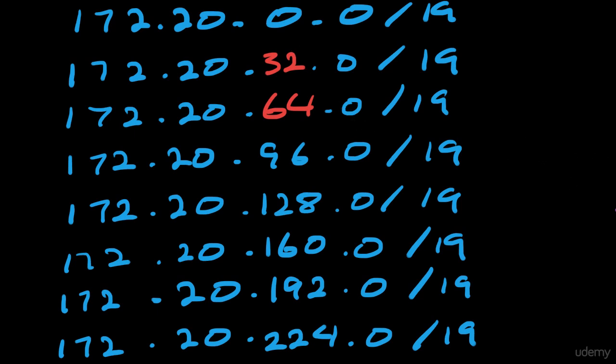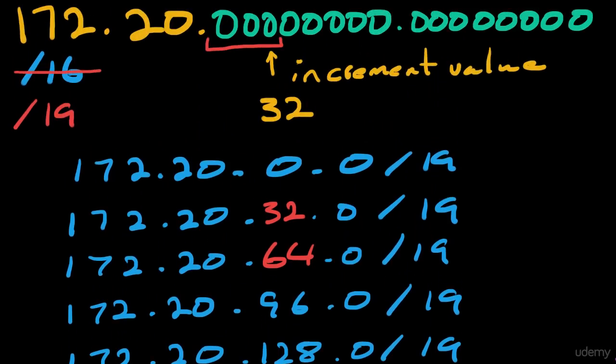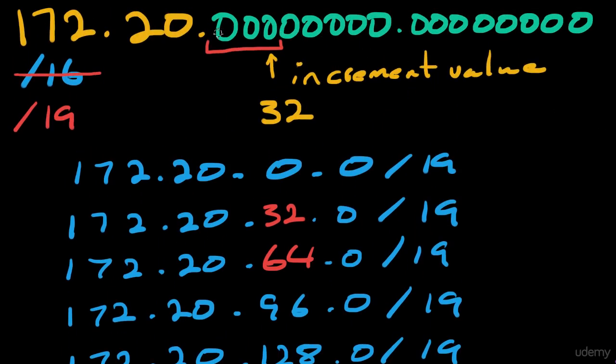We took the subnet bits from the third octet. Therefore, we're incrementing the third octet by the value of the subnet bit with the lowest value. In this specific example, it's this bit, and this bit carries the value of 32. Therefore, in this example, we will increment the third octet by 32.